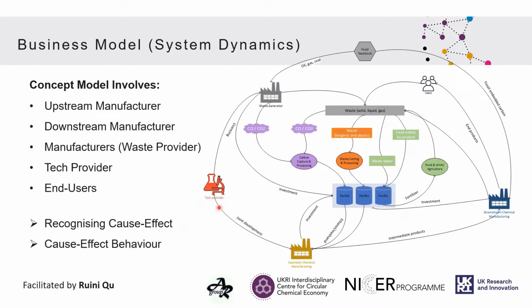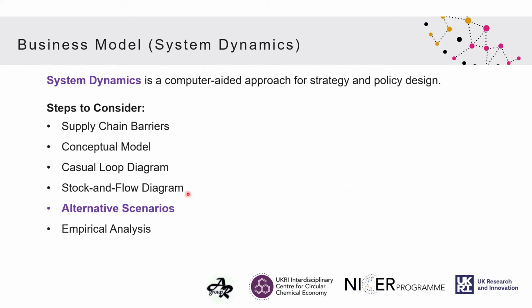For instance, we have a technology provider. They say, okay, we have this new method. We are going to implement this method. How is it going to change, what is it going to do, what is it going to generate, and how is it going to change the business model? That's the aim of system dynamics: looking at cause and effect, recognizing it, and understanding the behavior. System dynamics is a computer-aided, numerical simulation, and it can help us to change the strategy or even design policies.